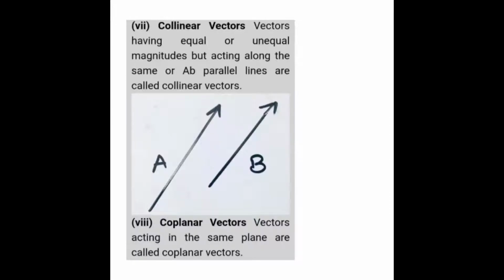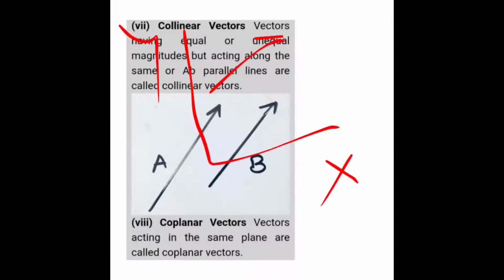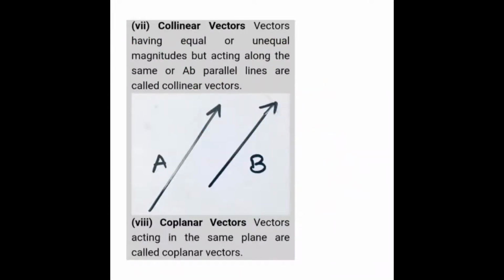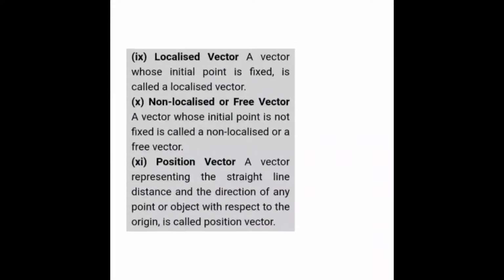Okay, "co" generally means the same, so if vectors are acting in the same plane, they are called coplanar. Now what are the planes here? When I say x-axis and y-axis, that means this is the xy plane. If any vectors are acting in the same plane, between this quadrant, we say that they are coplanar vectors. They are in the same plane, that means the xy plane.